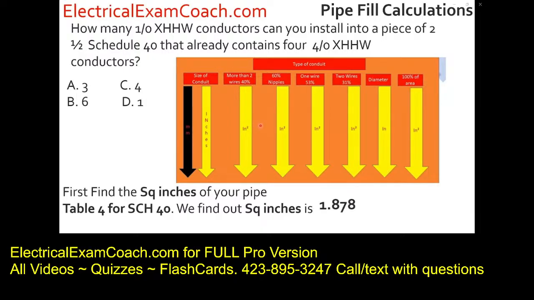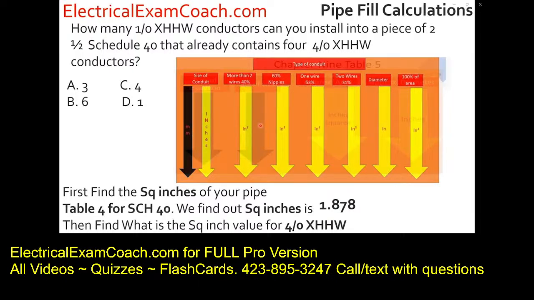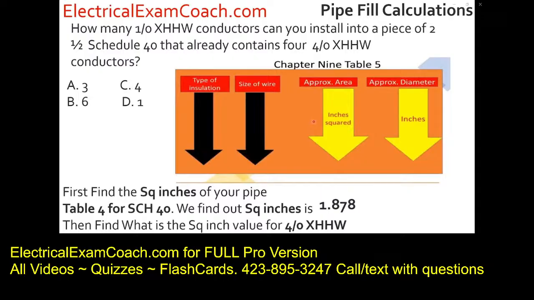Now we need to head to Chapter 9, Table 5 and find out the square inch values of our wires. When we get there, we make sure that we're in Chapter 9, Table 5 and not Chapter 9, Table 5A. Coming down the left-hand side for the type of insulation, then finding our wire size, then we come over to the approximate area in square inches, and we find its value.